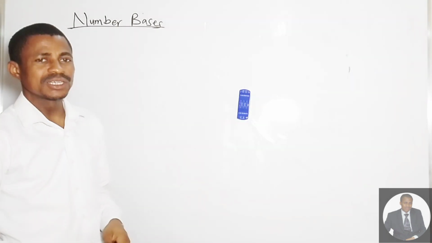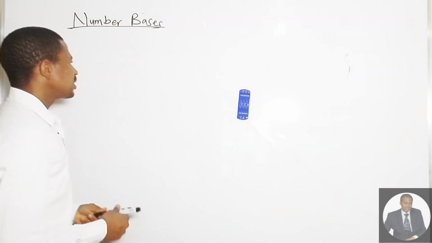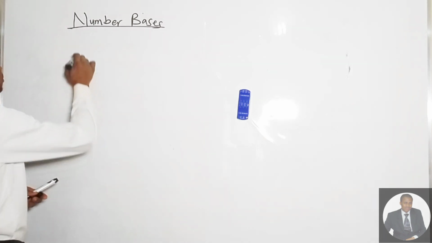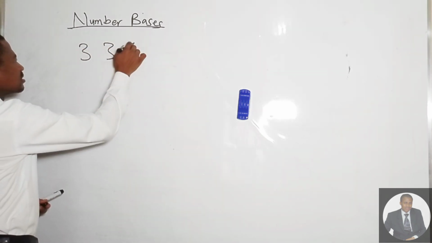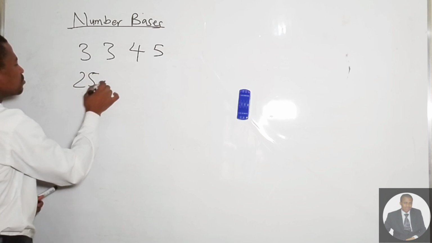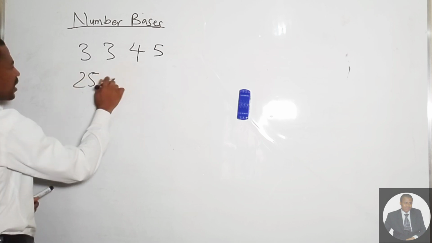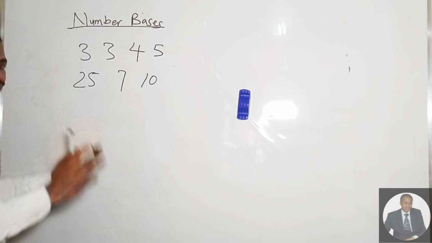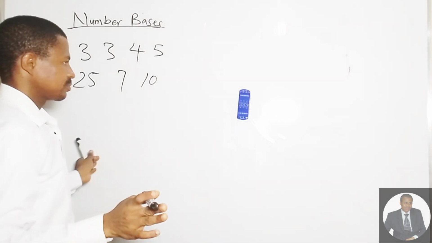What are number bases? Number bases are numbers that we have generally. It is taken for granted that when we write numbers, we just write numbers and don't put anything below them. So any number we write without anything below it is taken to be in base 10.